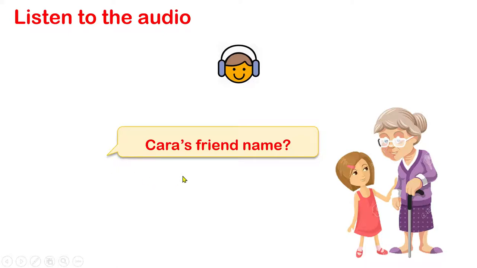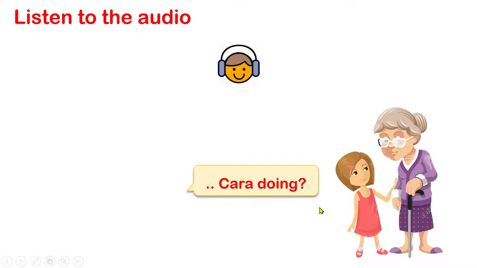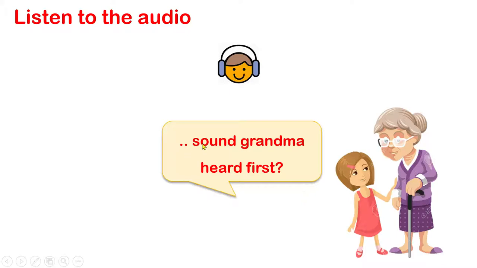Yeah, she mentioned it in the beginning. ذكرته في البداية. Maria, it was Maria. Great. What is Kara doing? She is texting. Great. She is texting using the abbreviations. What was the sound the grandma heard first? Great. The sound was a beep. Beep, يعني الرنة أو الجرس. Great.